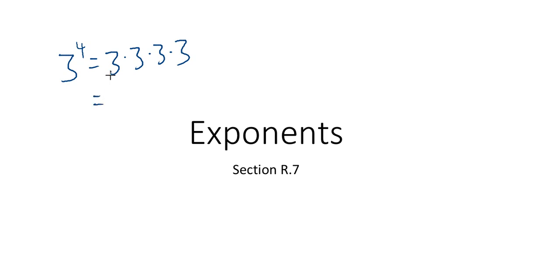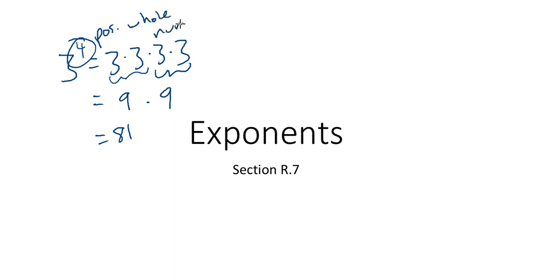And so when you multiply this out, you'll take 3 times 3, which is 9. This 3 times 3 is also 9. And then you multiply those together and you get 81. Now this definition only makes sense if the exponent is a positive whole number. Then exponents can be thought of as repeated multiplication.